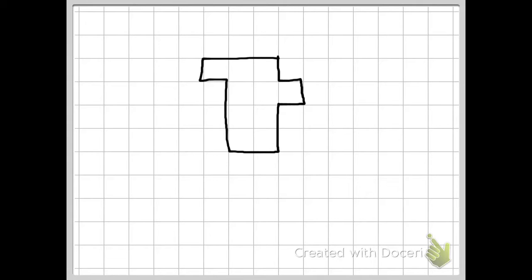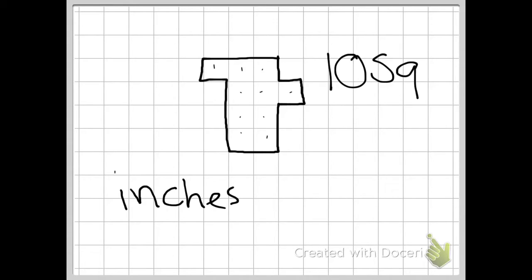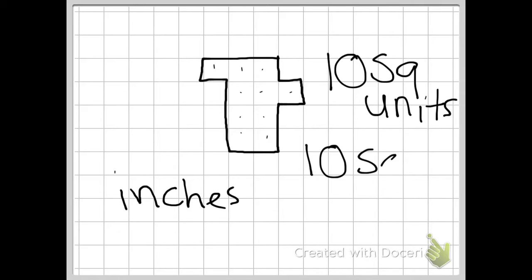Let's look at this shape here. I know that this grid is measured in inches. So what I'm going to do to find the area is just count the squares. 1, 2, 3, 4, 5, 6, 7, 8, 9, 10. So I could say that it is 10 square units. But I already know what the measurement is. I know it's inches. So instead of square units, I would say 10 square inches.